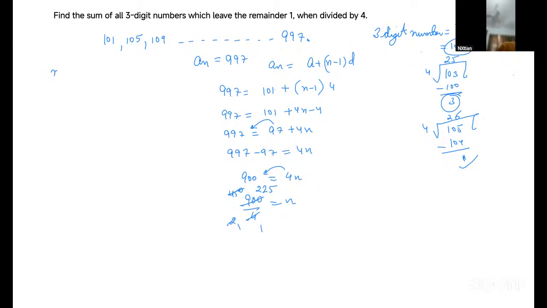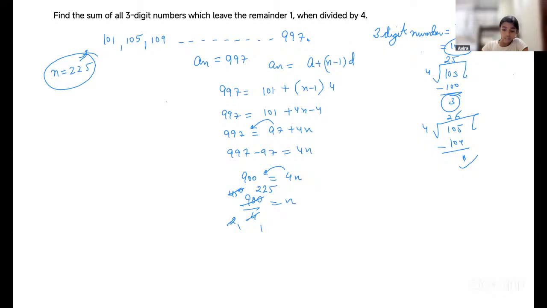So you got the value of N, Ira? No, sir. I put the value of A as 4. Why 4? The first term is always A. Here the first term is 101. Yes, sir. Yeah, Joshua.